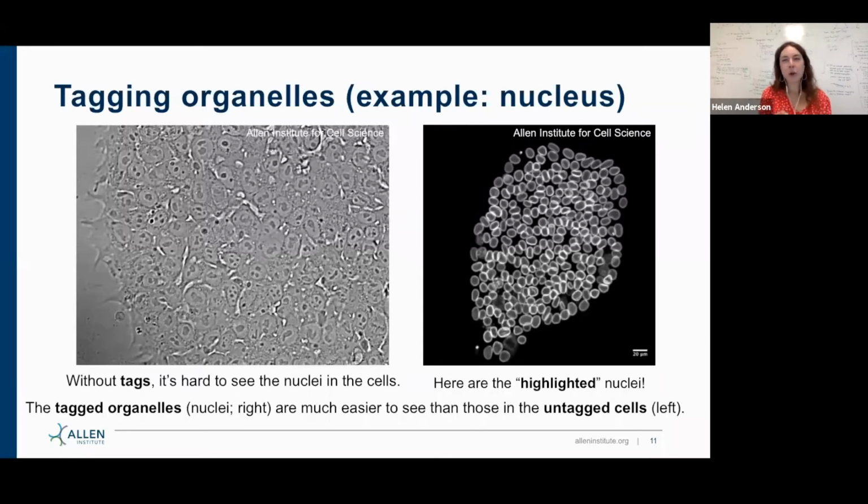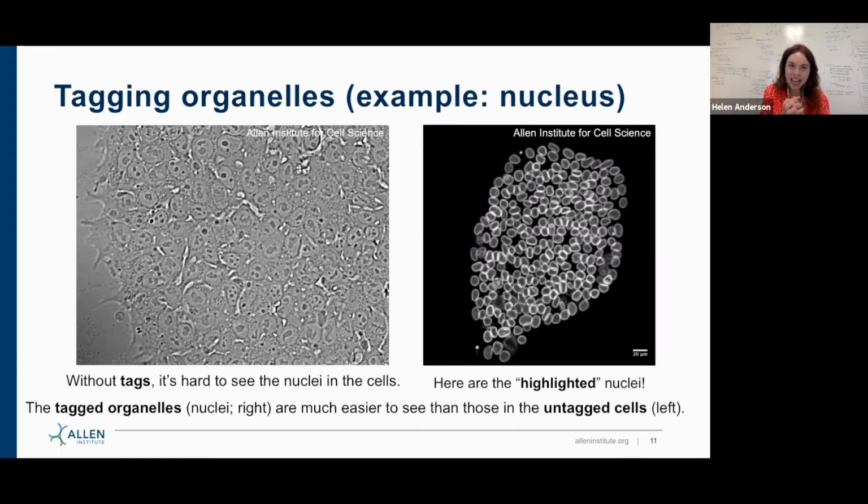Here's an example that will hopefully make things a little more clear. I love a good visual, and I love this slide in particular because you can see how helpful it is to highlight an organelle of interest to make it stand out within the whole cell. So one of the organelles that we've tagged here at the Allen Institute is the nucleus. In the image on the left, I can kind of pick out the nuclei. Nuclei is the plural form for multiple nucleuses, but nuclei.